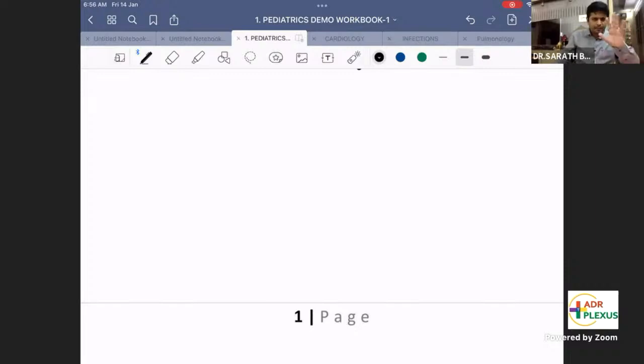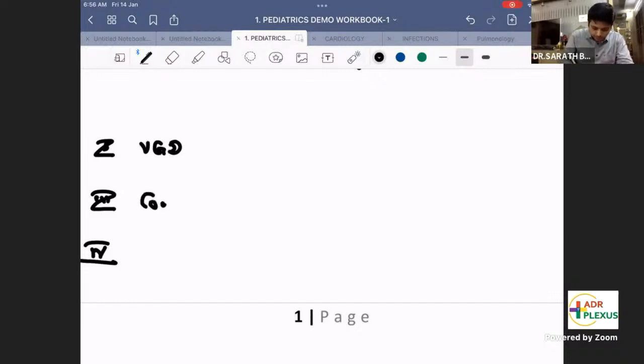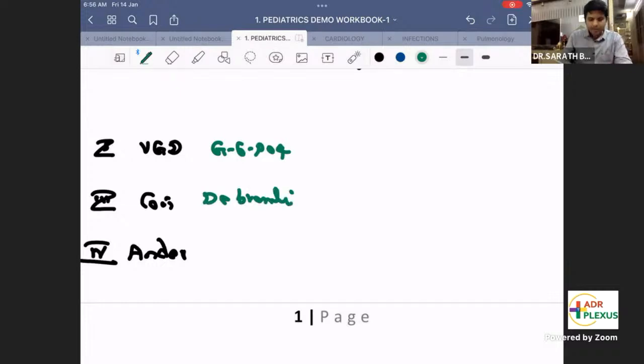So what are the 3 glycogen storage disorders we had discussed, my dear kids? Type 1, type 3, type 4. You can write: type 1 is Von Gierke disease, type 3 is Cori's, type 4 is Andersen. Basic level question. Next level question: what is the enzyme that is deficient? Von Gierke disease, glucose 6-phosphatase. Cori's disease, debranching enzyme. Andersen disease, branching enzyme deficiency.